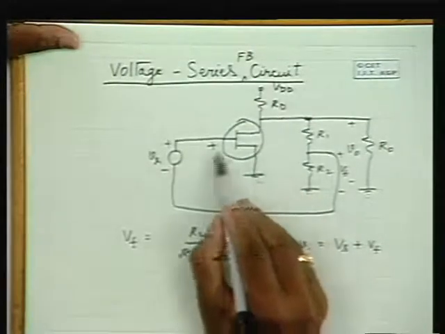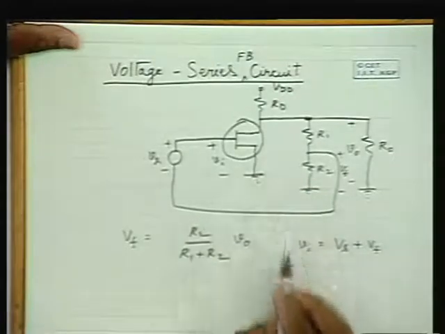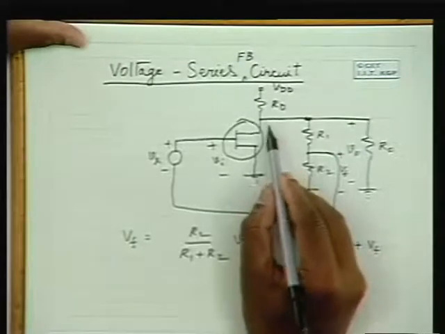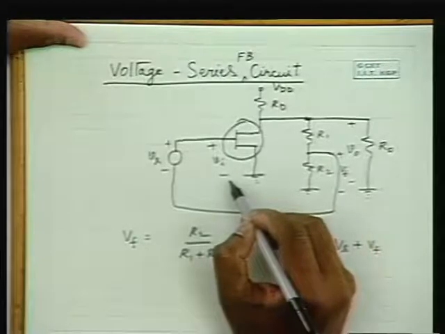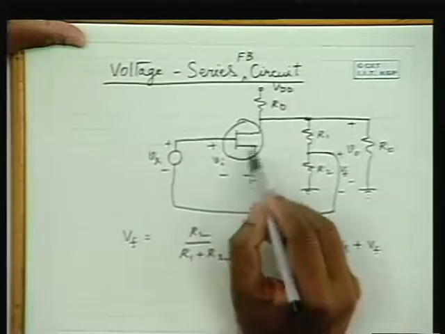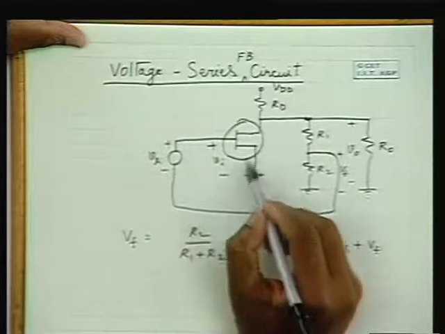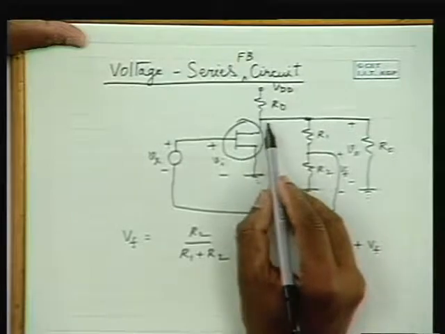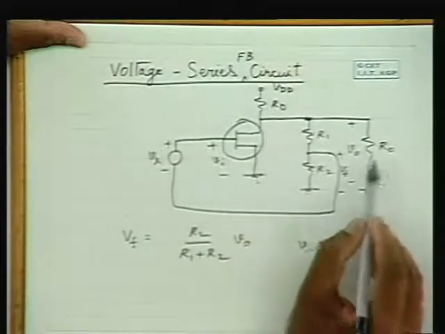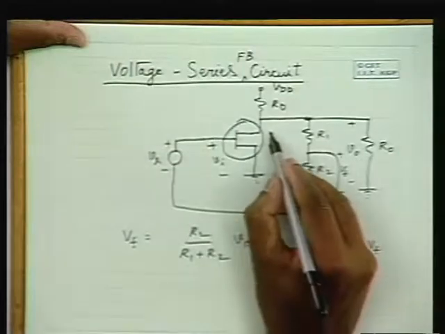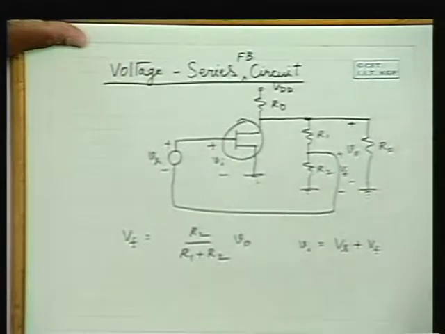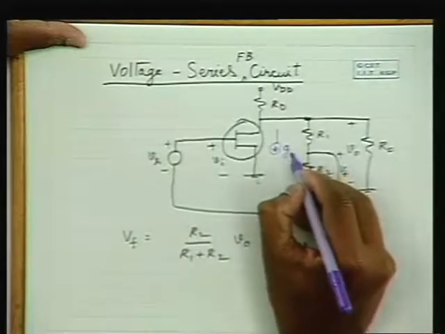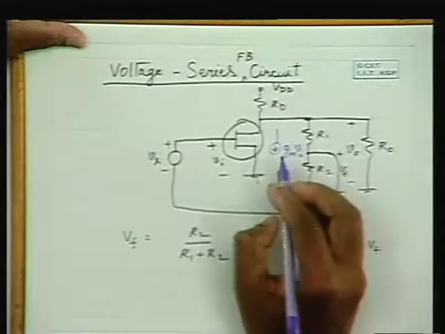voltage, in the equivalent circuit you have a current source with Gm times Vi as the output current source, and that one goes through Rd, R1 and R2 and R0. So this is the output current, Gm times Vgs or Gm times Vi.